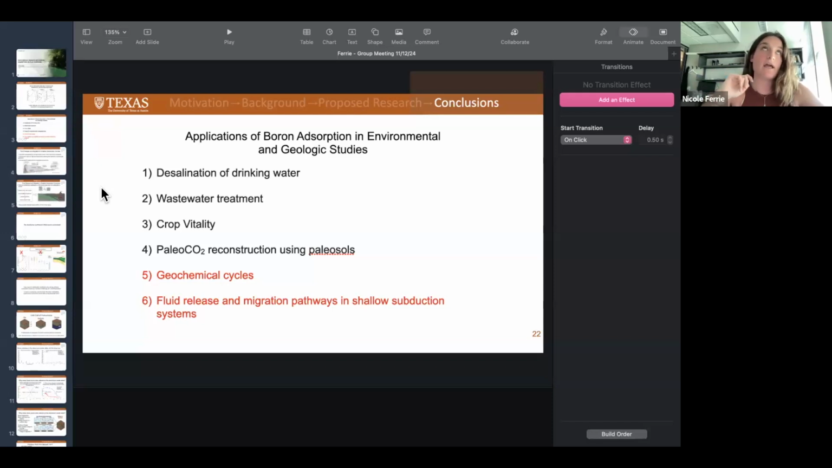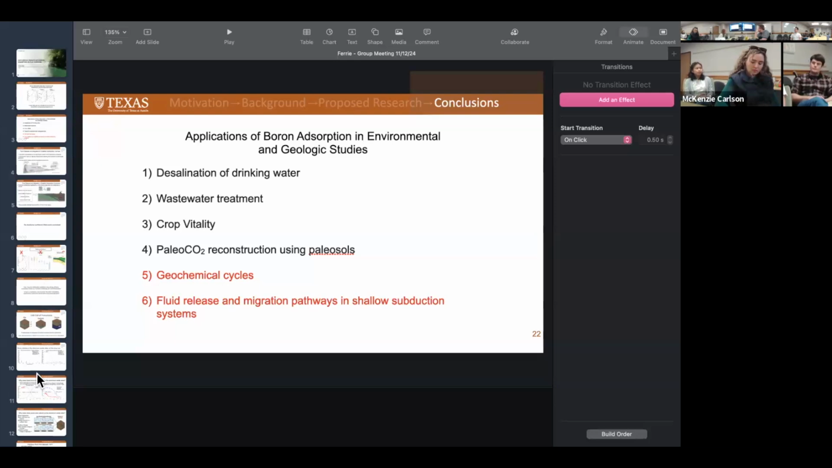So you can say, okay, if I put in 5 ppm of boron initially, let the experiment react, and now I only have 3 ppm of boron in the solution, then I know that 2 ppm adsorbed. And so that's what this ICP-MS round will tell me, is how much boron adsorption occurred on different materials. Thank you.